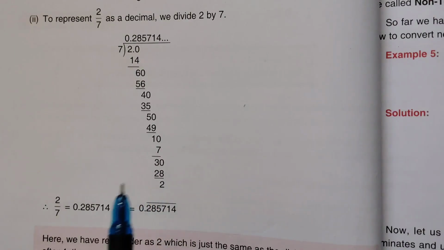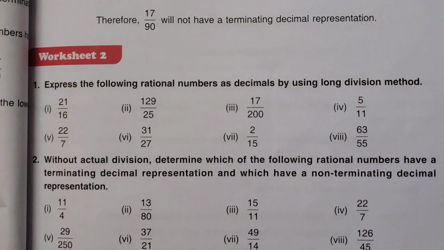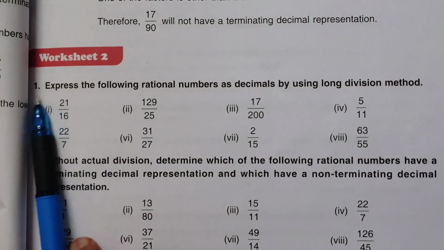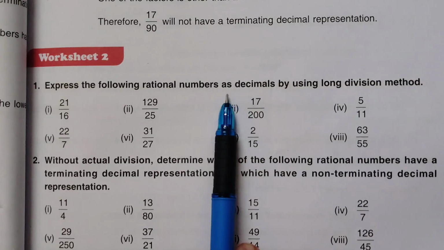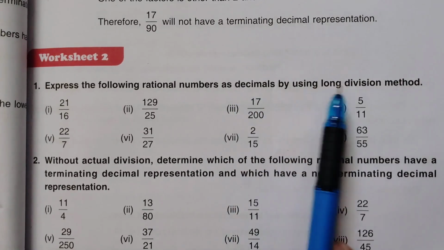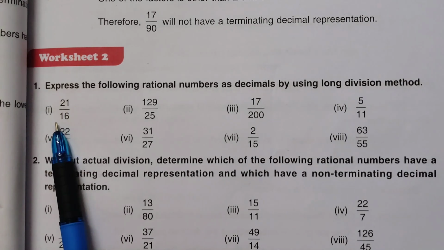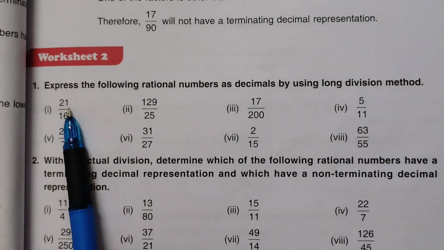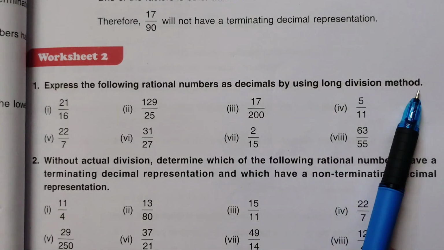We will understand terminating and non-terminating decimals more when we start the worksheet. So let's start the worksheet. Worksheet 2, question number 1: express the following rational numbers as decimals by using the long division method. We have to divide these rational numbers and convert them into decimals by long division method.